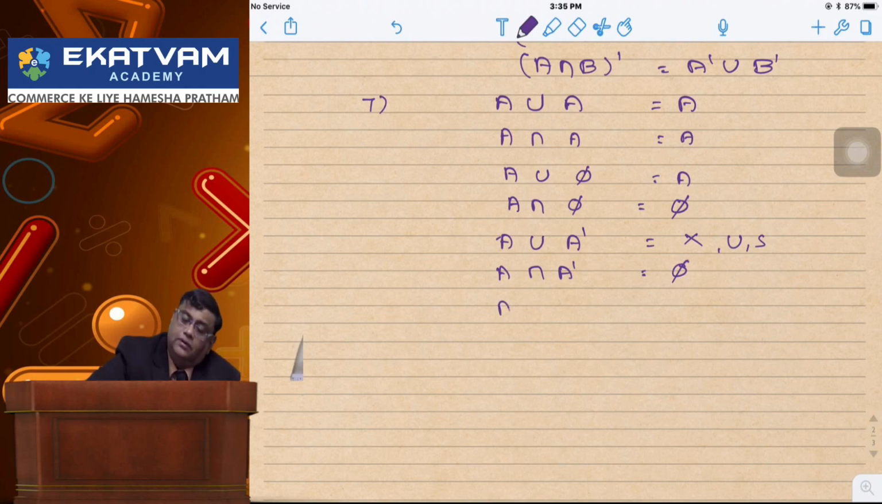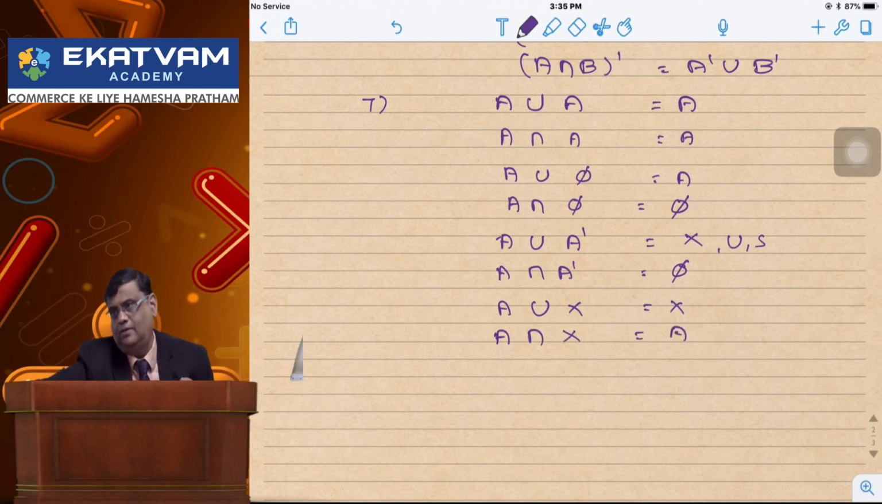Clear? Then tell me what is A union X? Sample space, universal set, and A. If you take their union, you are going to get the sample space only. But if you take A intersection X, you are going to get A only. Very useful note.